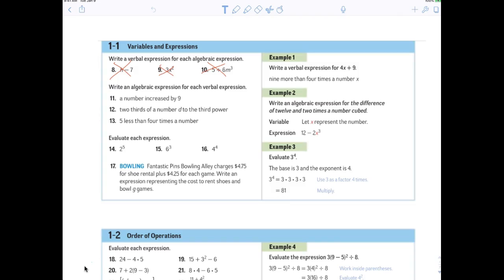8, 9, and 10. Remember, I'm not going to have you write anything out tomorrow. So we don't have to worry about 8, 9, and 10. Number 11. All right. Here we go.